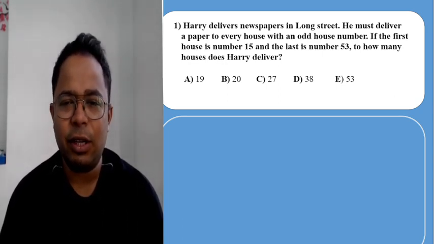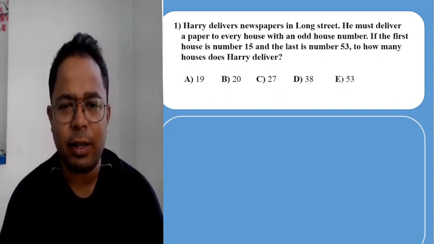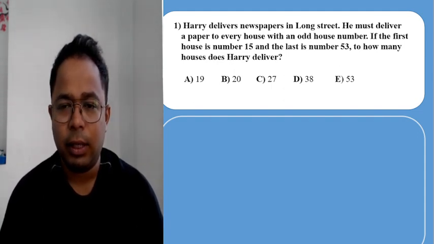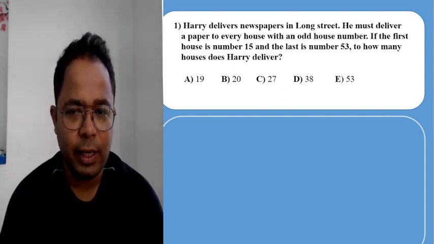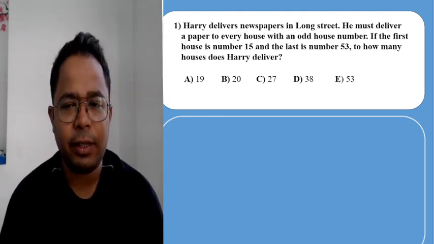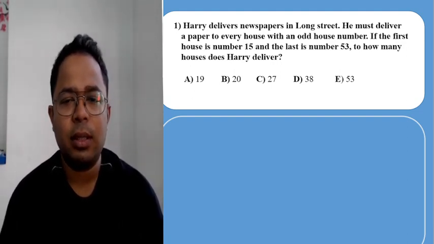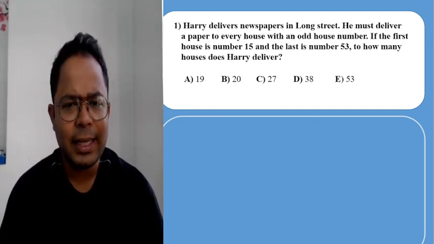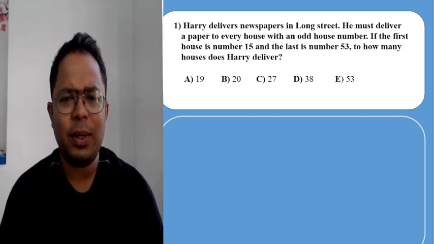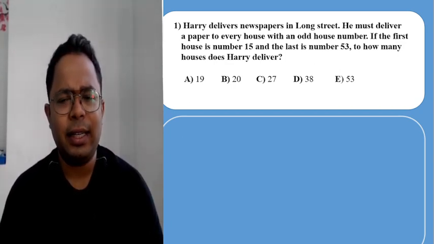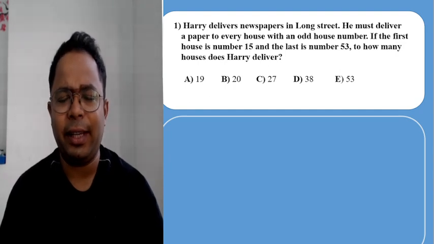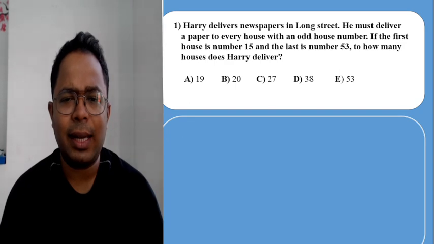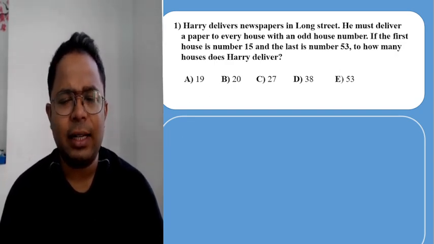Harry delivers newspapers in Long Street. He must deliver a paper to every house with an odd house number. If the first house is number 15 and the last is number 53, to how many houses does Harry deliver? Is it A 19, B 20, C 27, D 38, or E 53? These questions are all from the year 2009 Austria cadet paper.